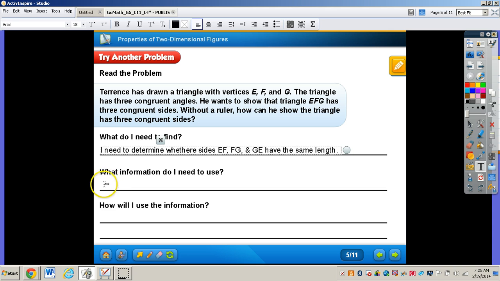Okay, now what information do I need to use? Let's jump on down to this question. Okay, we focused in on the question that we need to answer. So what information do I need to use? So the information I need to use is the figure is a triangle with 3 congruent angles.